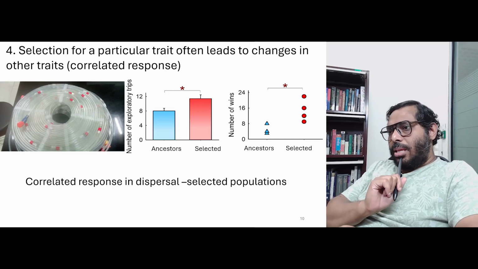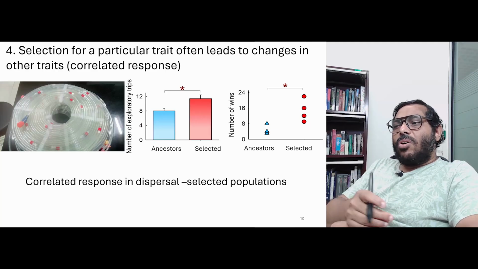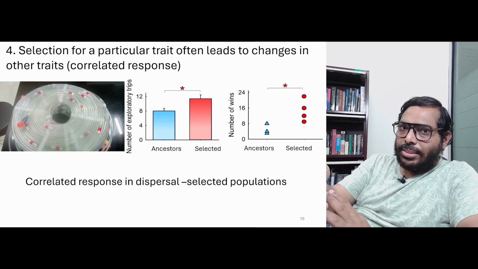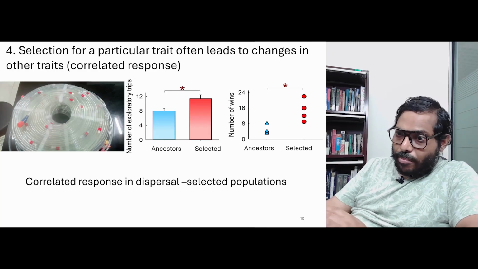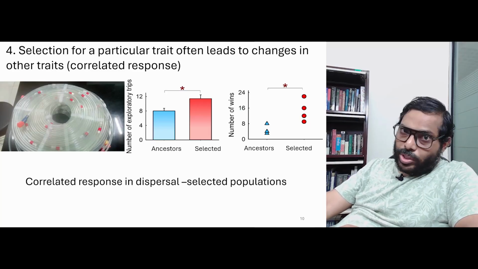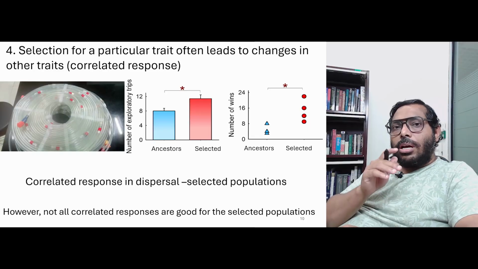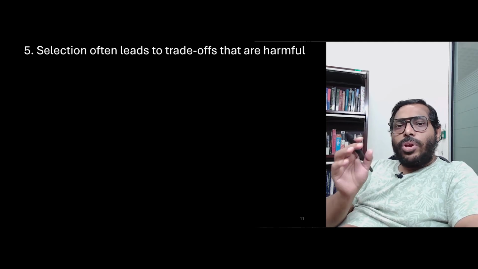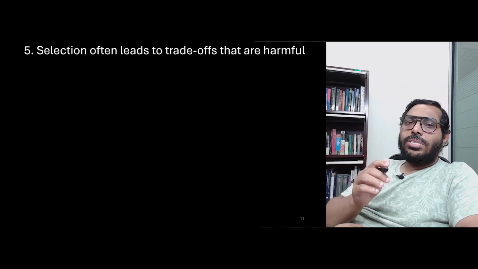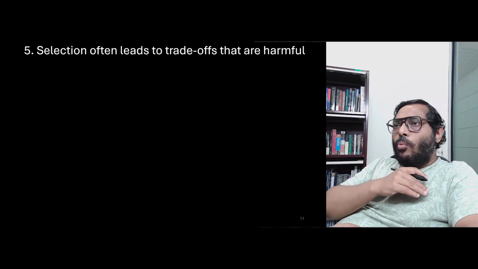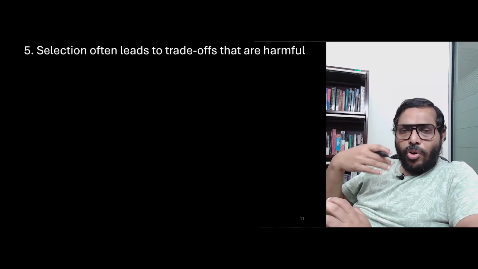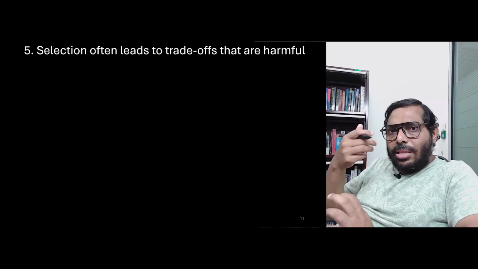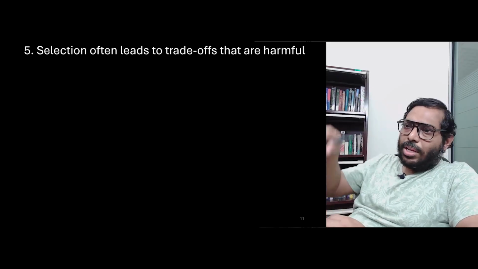Now please appreciate one thing: in this particular case, exploration going up or aggression going up, as far as we can make out, is not causing any trouble for the flies. They are not reducing the fitness of these flies in any way, as far as we can make out. However, that is not always the situation. Under many situations, the correlated responses are not good for selected populations, and when that happens, we say that there is a trade-off. In other words, when due to selection or whatever reason one trait becomes better for the organism, but there are other traits which extract a cost for the organism, then this phenomenon is what we call a trade-off, right? One goes up, the other goes down.